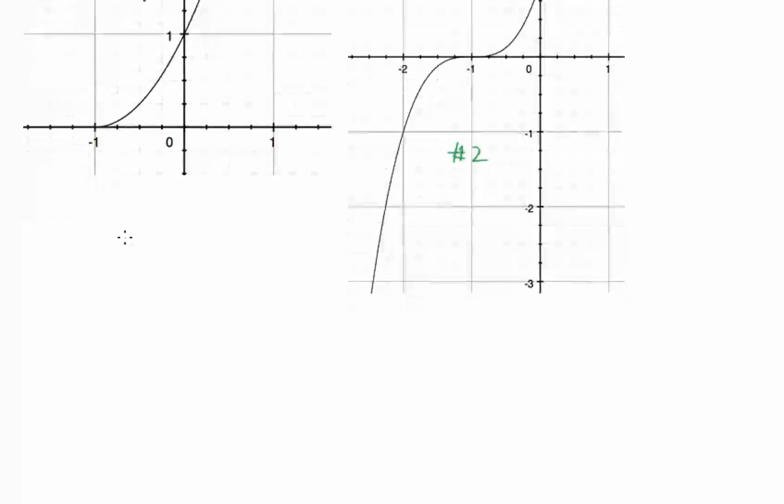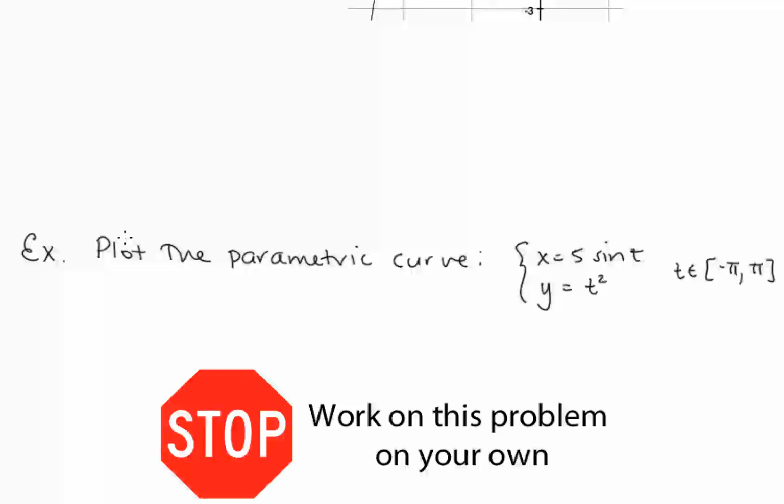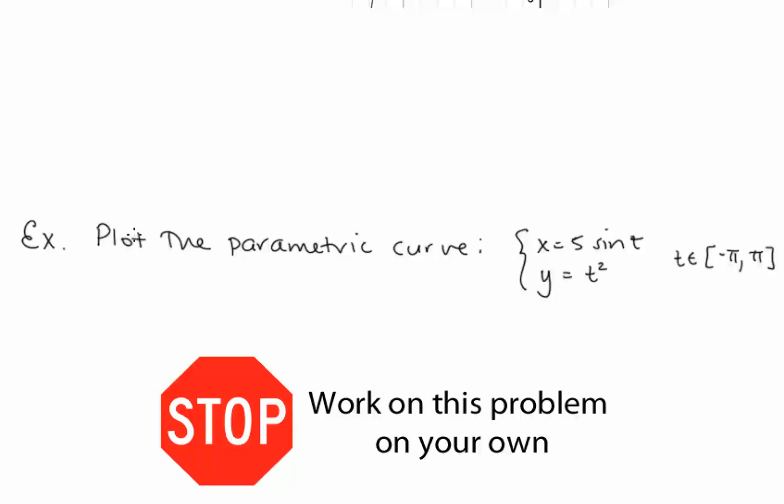Let's take a look at another problem. Plot the parametric curve x equals 5 sine t, y equals t squared for t values going from -pi to pi. Now in the problem we had above, I used increments of pi over 4 for our plotting. You certainly don't always have to use increments of pi over 4. You just want to make sure that you are getting enough data to show the shape of the curve.